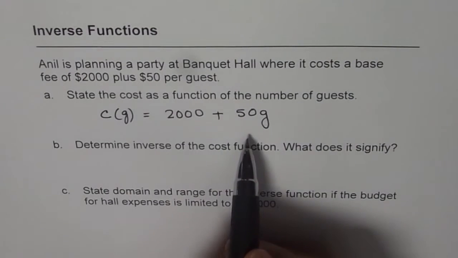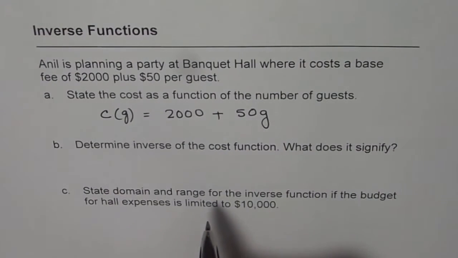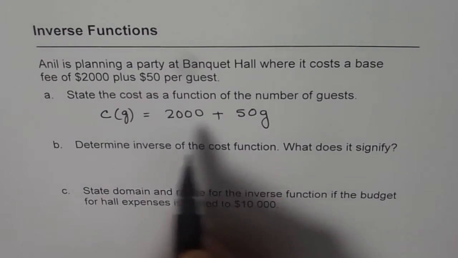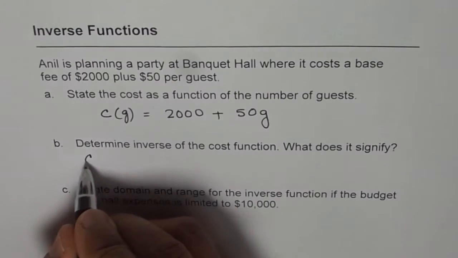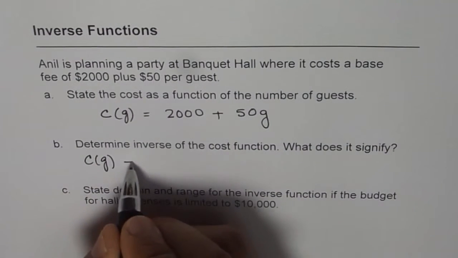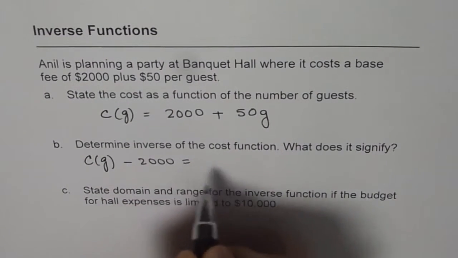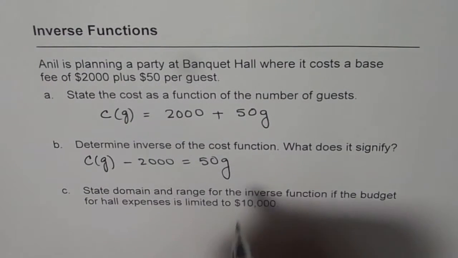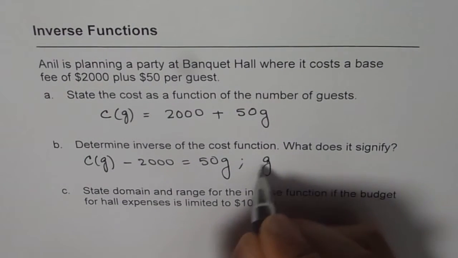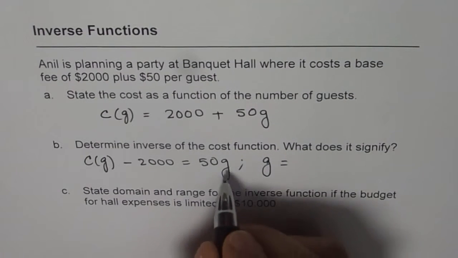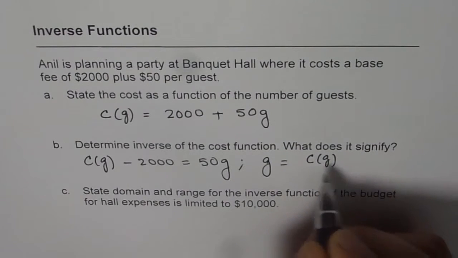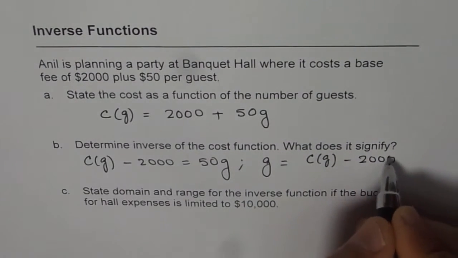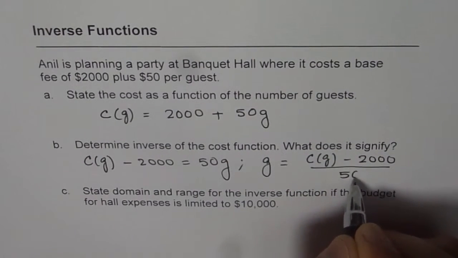In word problems, I prefer to maintain the variable, right? So we can write this function as C minus $2,000 equals 50G, right? So from here we can write what G is equal to. G is equal to the net cost for all the guests, minus $2,000, divided by 50.